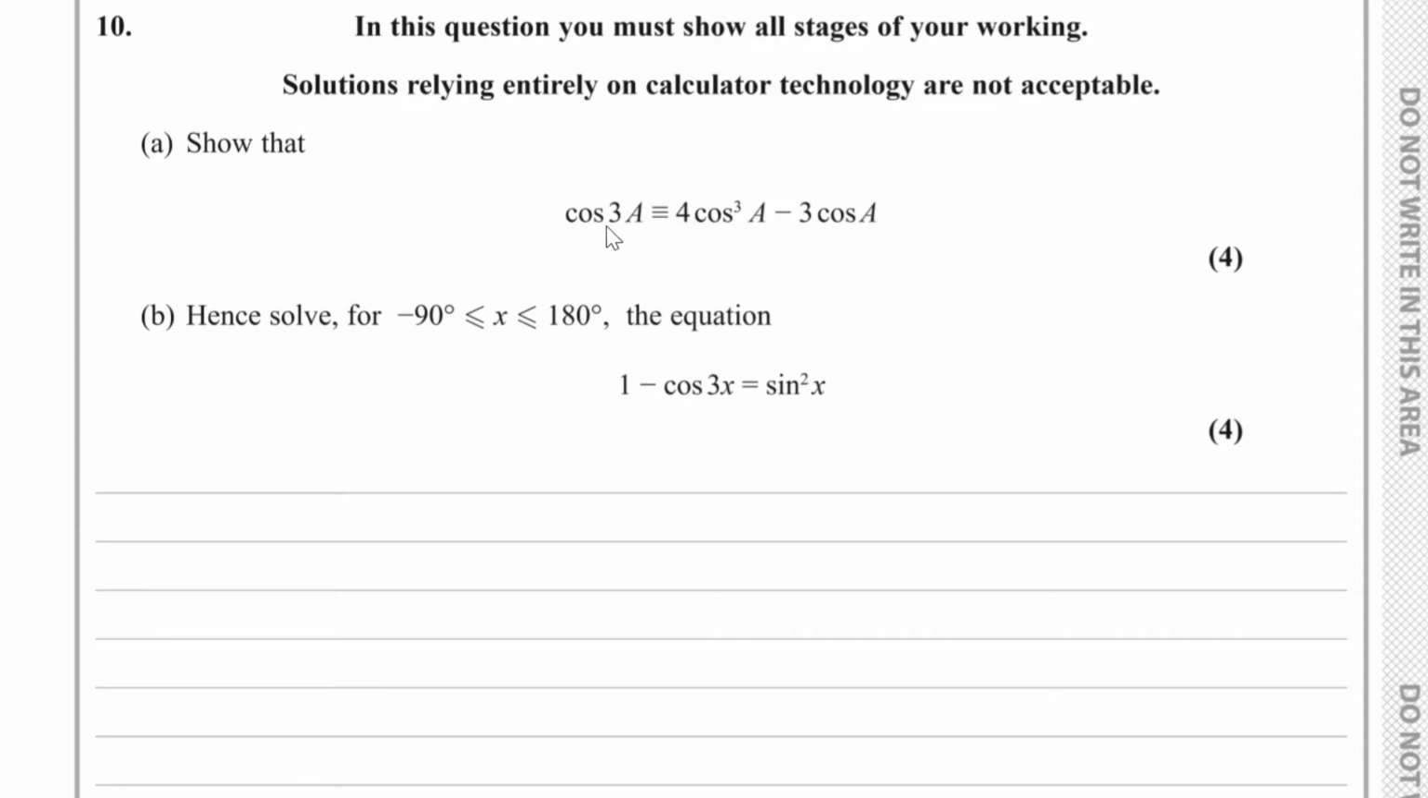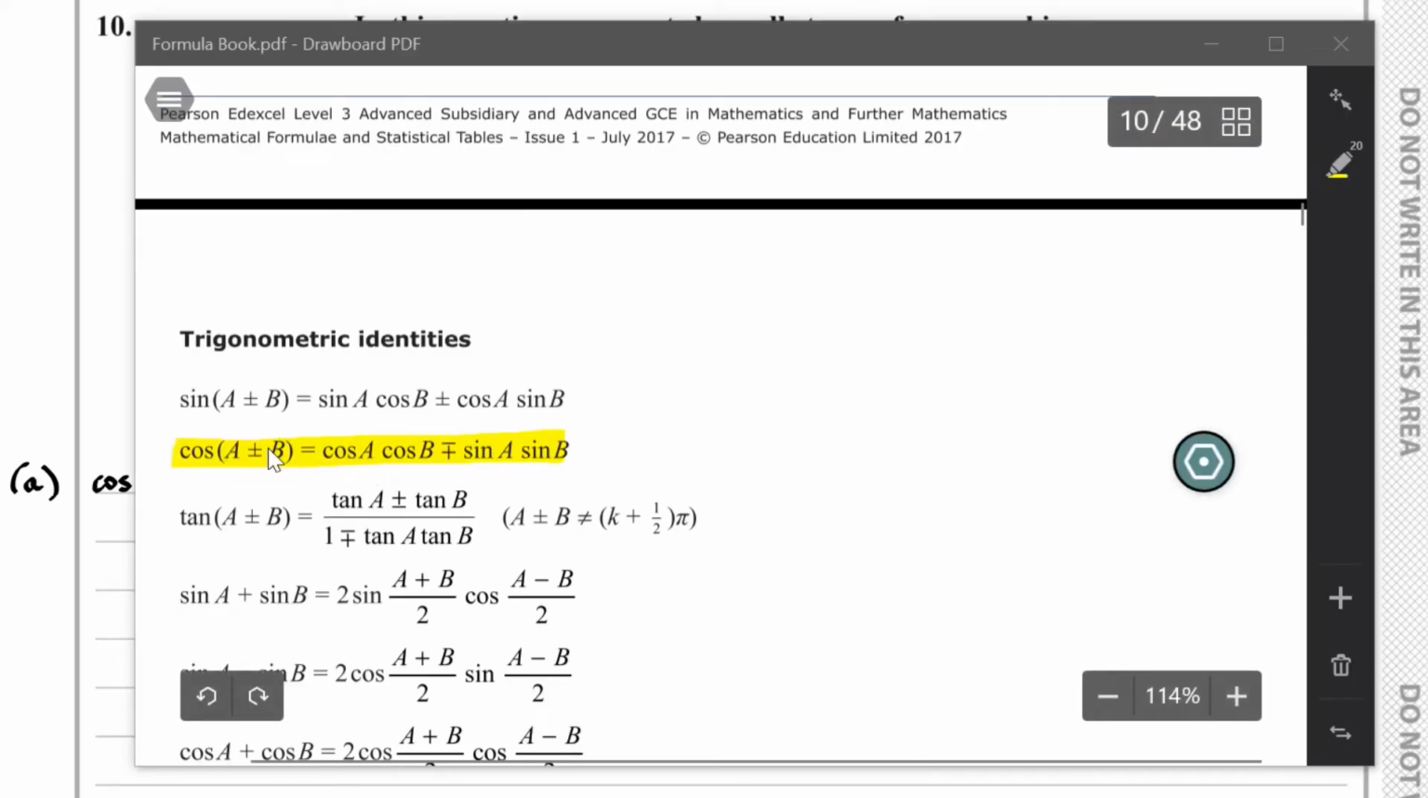Question number 10. For part A, we have to show that cos of 3A is equivalent to 4 cos cubed A minus 3 cos A. Well, to do this question, we can rewrite cos of 3A as cos of 2A plus A. So, for part A of the question, cos of 3A is equivalent to cos of 2A plus A. And using the compound angle formula highlighted here, cos of A plus B is equivalent to cos A cos B minus sin A sin B.